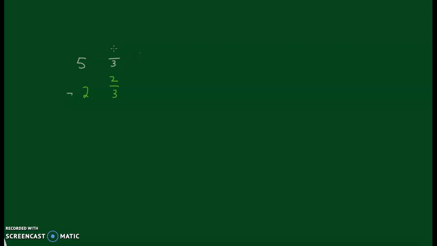And it's not necessary to do this. I'm just going to put this here for demonstration purposes. I cannot take 2/3 away from 0/3. So I have to take 1 from the 5. I'm going to take the 1 from this side and add it here, but I have to add it in the form of a fraction. So if my denominator's 3, 3/3 is the same as 1. So 0/3 plus 3/3 is 3/3.